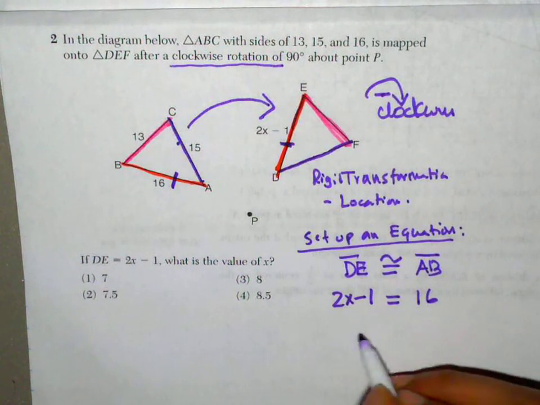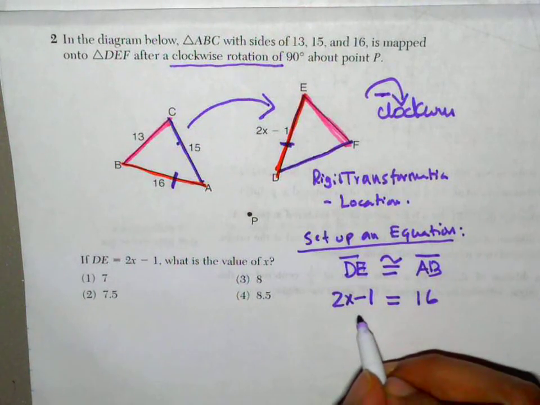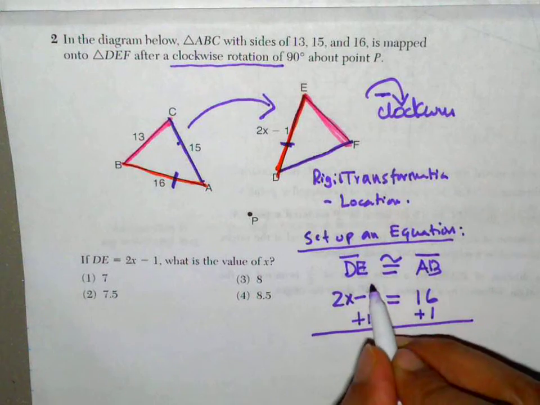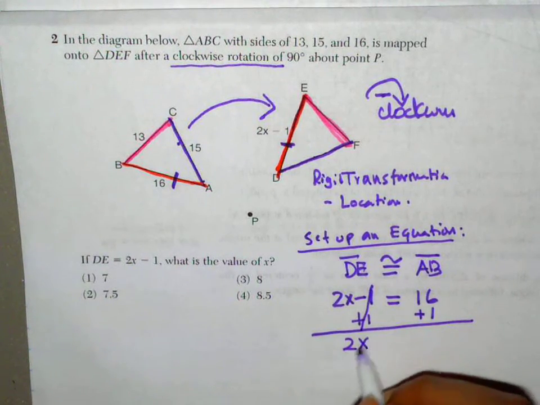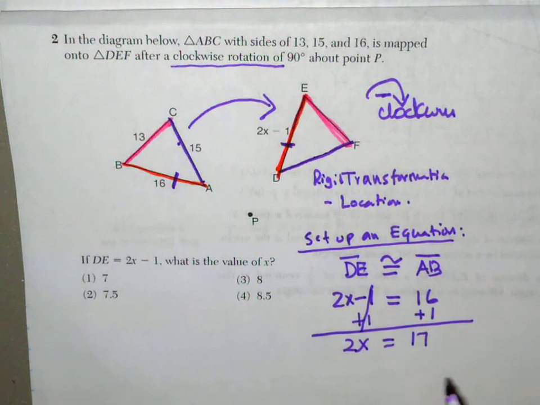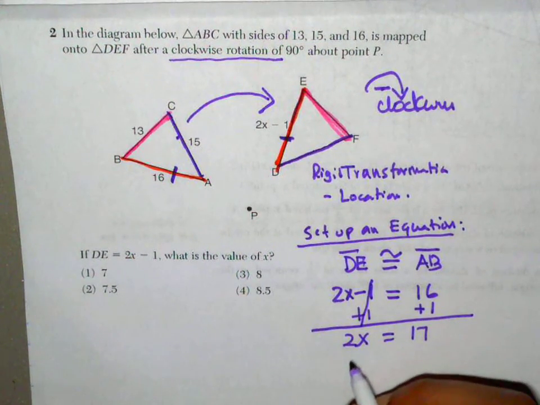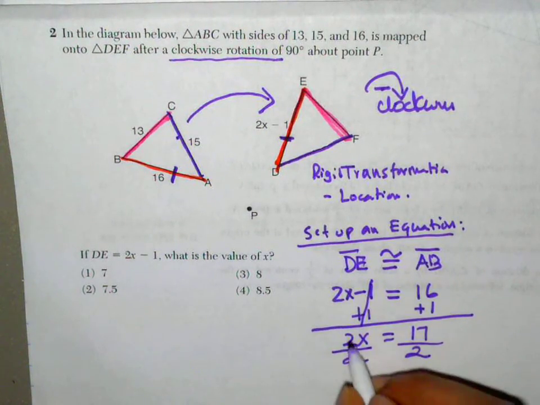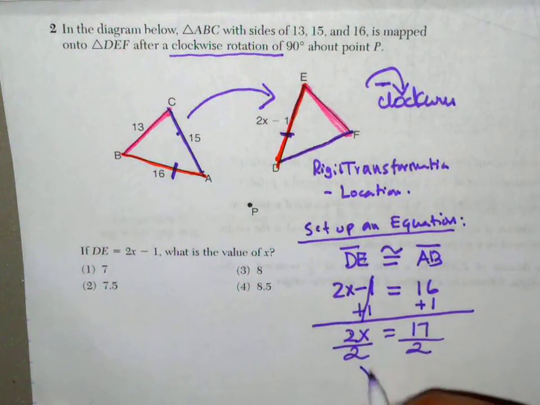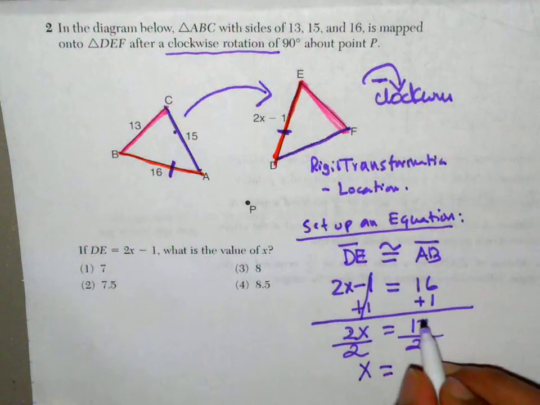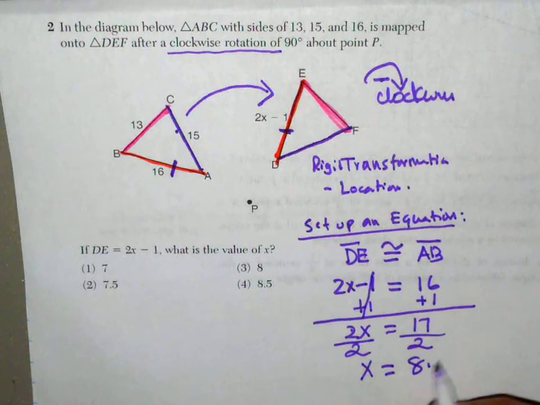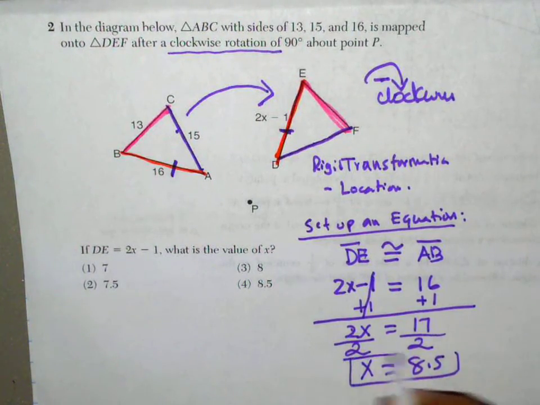Now let's solve this equation to find what x is. So I'm going to add 1 to this side, add 1 to this side. This will cancel out. We will have 2x on the left hand side. We have 17. Now to solve for x, we have to isolate x by itself. So we divide this side by 2, divide this by 2. 2 divided by 2 is 1x, or just x. 17 divided by 2, if we use a calculator, it should give us 8.5. So the x is 8.5.